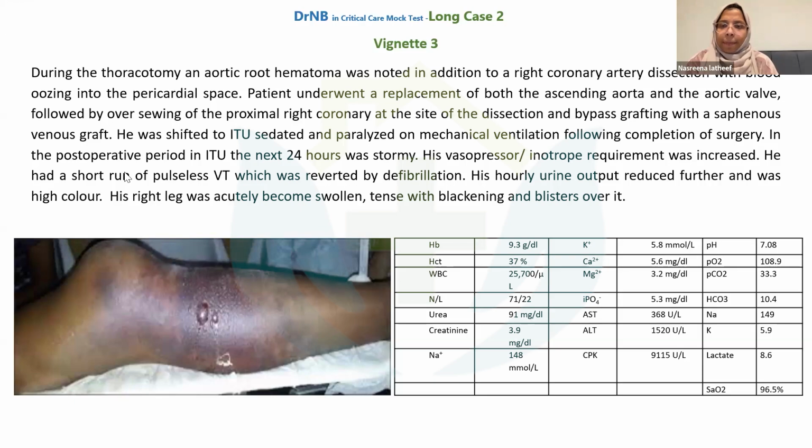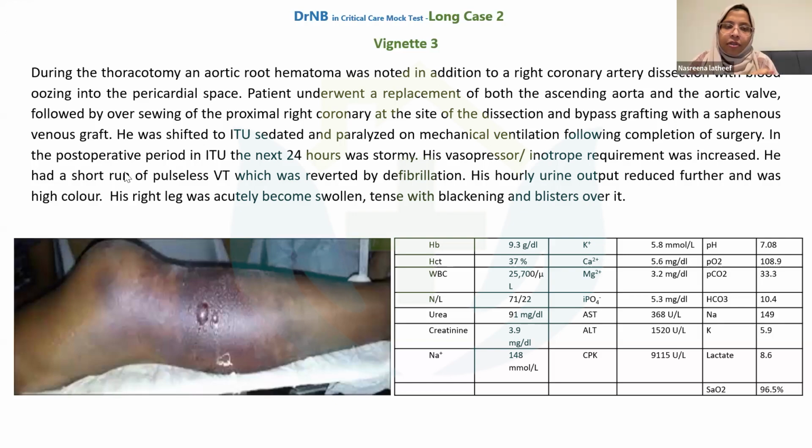Okay. Any other differential diagnosis that you can think about apart from necrotizing fasciitis, or any other thing? What do you think? What do you think would be the most probable positive factor?